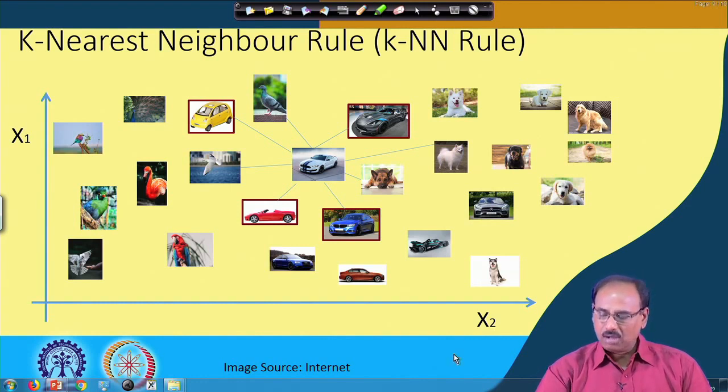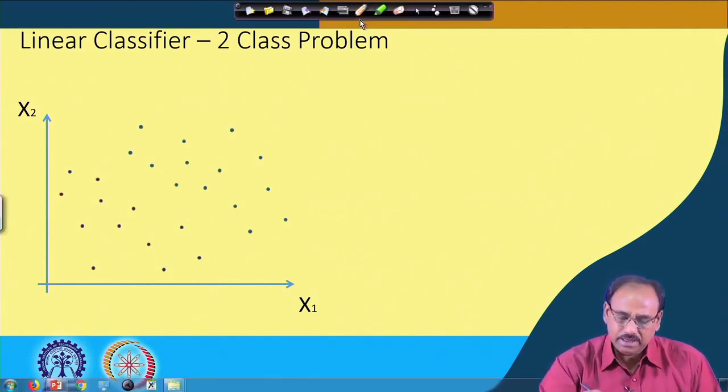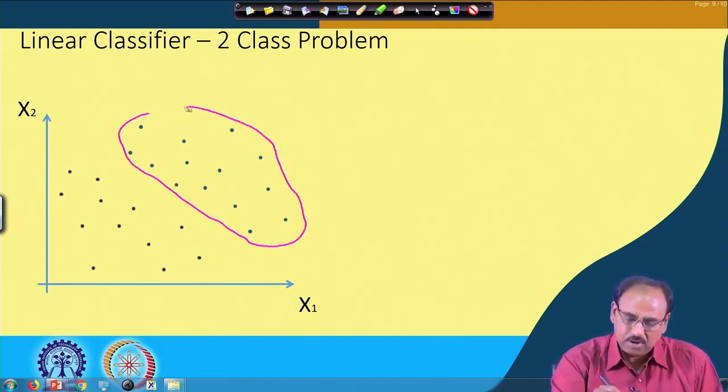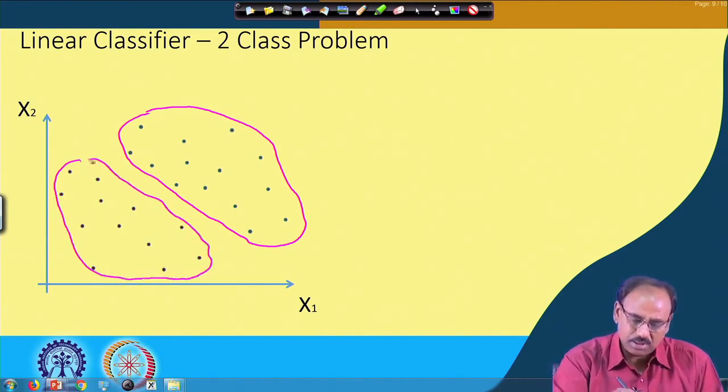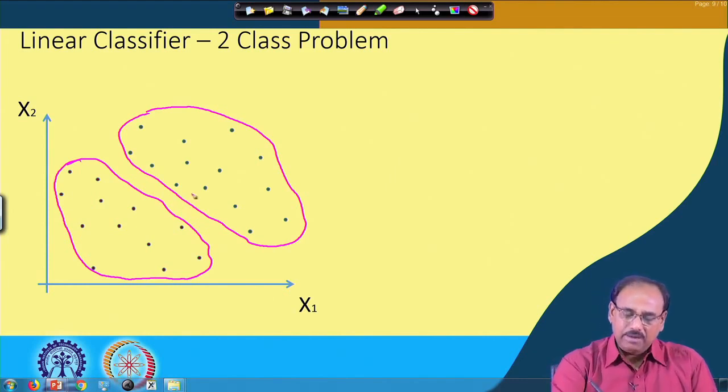So, let us see how this can be done. Let us consider this case, that all these feature vectors belong to one class, and these are the feature vectors which belong to another class. So, had we used a nearest neighbor rule, given an unknown feature vector over here, in order to classify it, I had to compute the distances from all these known feature vectors.